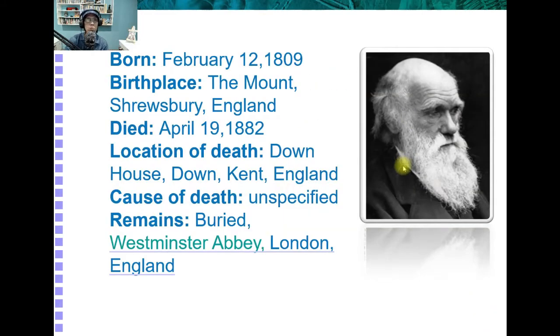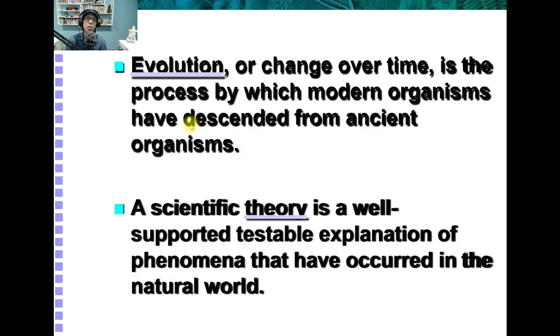Let's proceed. This is Charles Darwin, and here are some information about his identity. Alright, so what is evolution? The other name for evolution is change over time. The process by which modern organisms, or the organisms that we see now, have descended from ancient organisms. Descended means their origin can be traced back to these older organisms. Okay? That's descendant. So according to biologists and evolutionists, evolution can be explained and is supported by testable experiments or body of evidence that can confirm the truth that evolution really occurred.